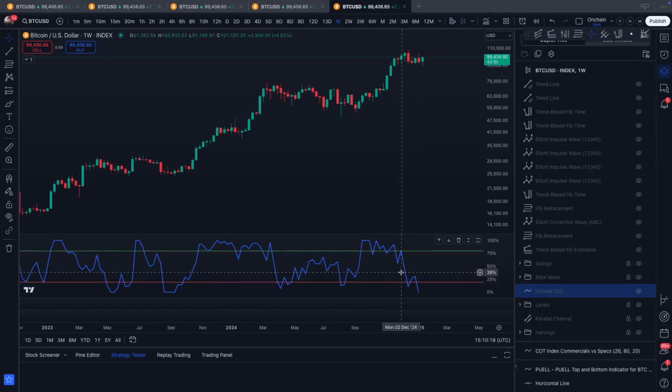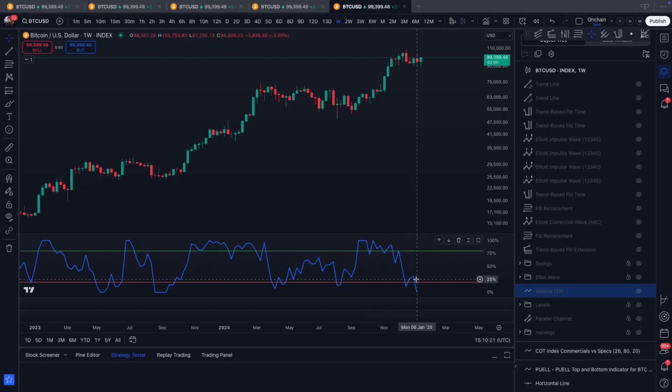Sentiment's been very bad in the last few weeks, as you can see by the institutional COT index as well. In the red, people have been screaming for lower prices all the way down to 70,000, but I don't think that's happening. But again, look at this indicator, maybe you'll find some uses for it as well.